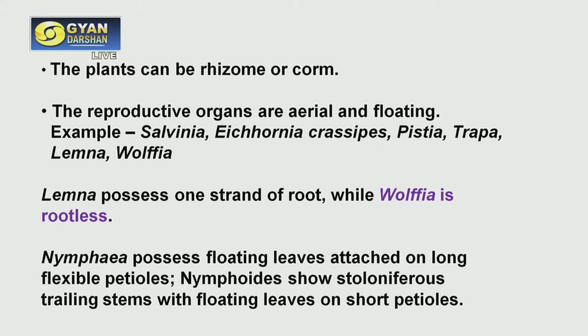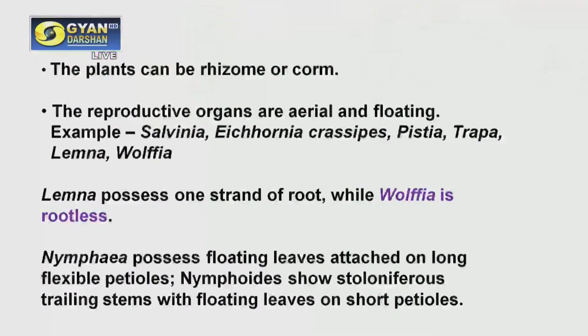Eichhornia crassipes. Eichhornia, the common name is water hyacinth, which is very common in the ponds, even sometimes in the rivers. This is an exotic plant, and usually in the rainy season you will find a lot of water hyacinth accumulation in the ponds. Pistia, Trapa, Lemna, Wolffia. So Lemna, in fact, has a very, very rudimentary root, one strand of root.